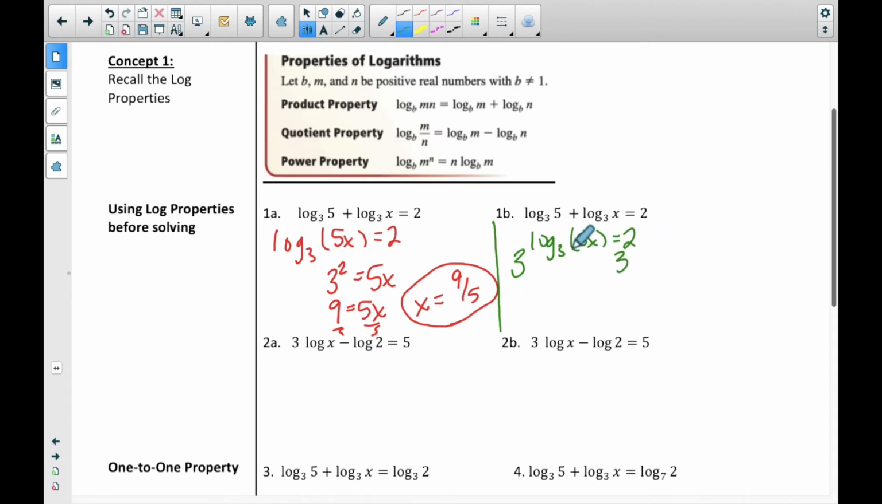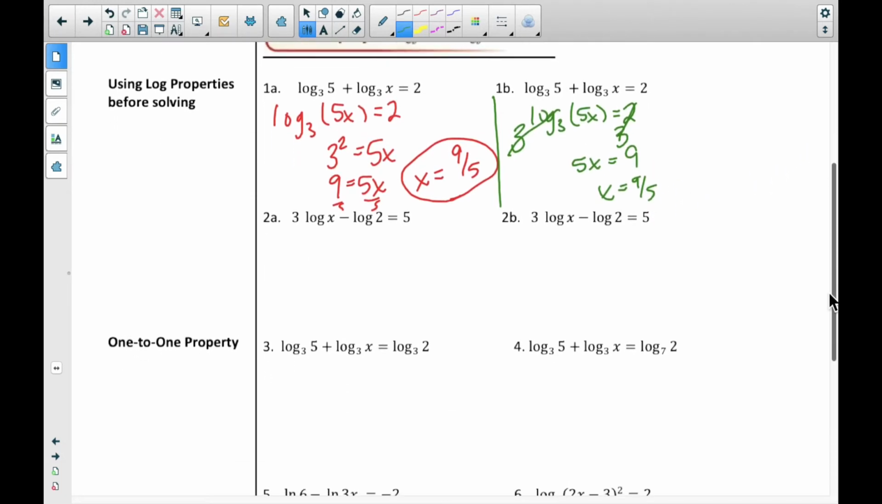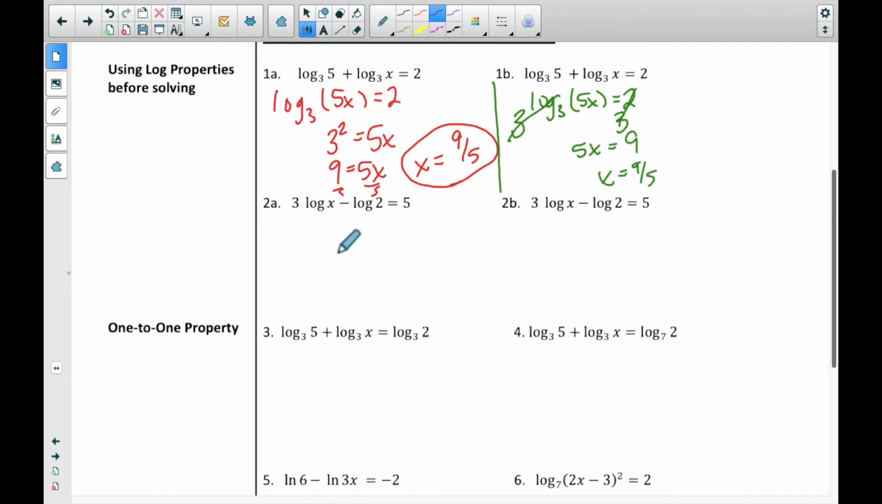On the left side, the log base 3 and the 3 to the power of are inverses, and they cancel each other out, and I'm left with 5x. On the right side, 3 to the second power is 9. Again, I'm going to divide by 5, and I get x equals 9 over 5. I'm just trying to show you once again, there's more than one way to do these problems. Sometimes there's more than one step to combining things, to condensing things.